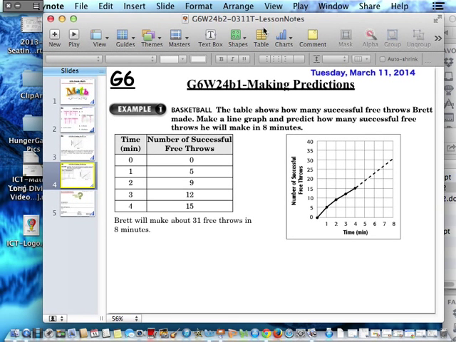Okay, so the correct title is making predictions. We use line graphs and scatter plots to make predictions. What we did yesterday with the frequency table, we can use that to make predictions too.